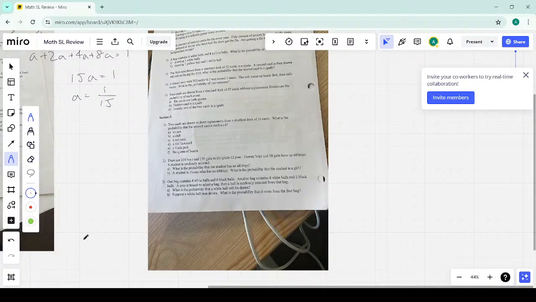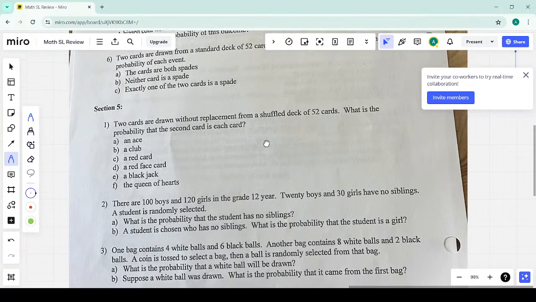So, 2 cards are drawn without replacement from a shuffled deck of 52 cards. What is the probability that the second card is each card? Okay. So, in these kind of questions, especially when it's asking for the second card, we need to do a casework on what card it is. So, we need to separate it into 2 cases.